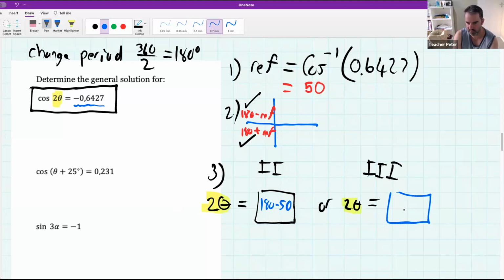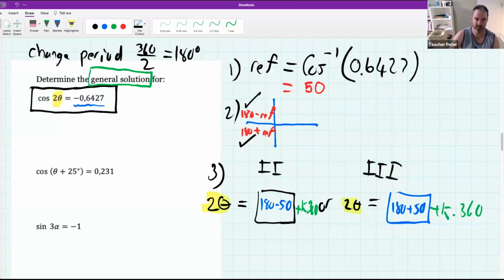And then what's going to be in quadrant 3's box? I think, following the same idea, it should be 180 plus 50. But it said it's a general solution. So what do I still need to add to my trig equations that I'm solving? What have I left out that it would make it become a general solution? Yep. So we go plus k times 360. Sorry, my k's are a bit squished.